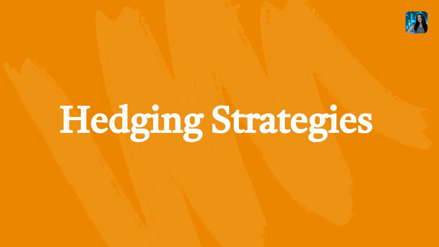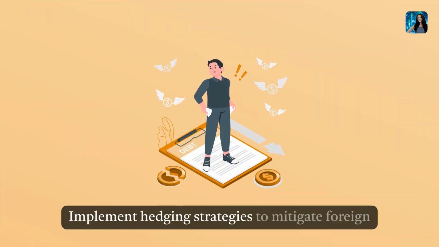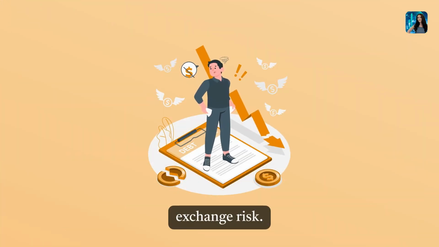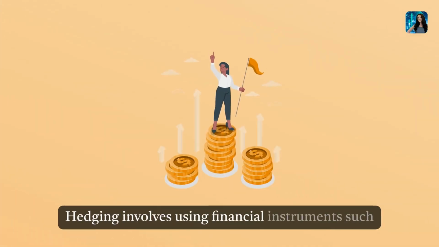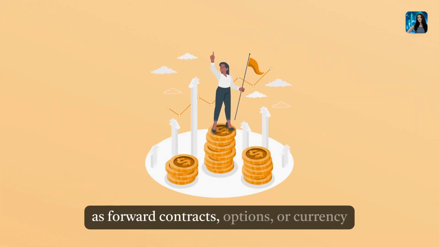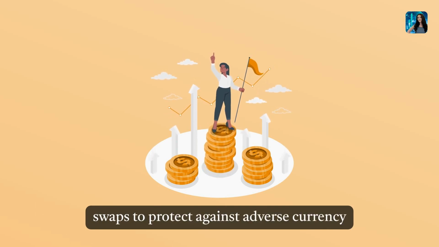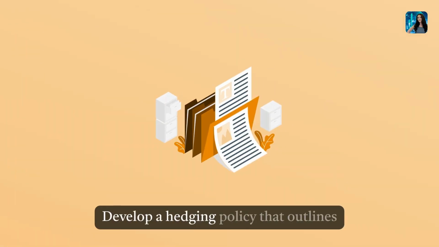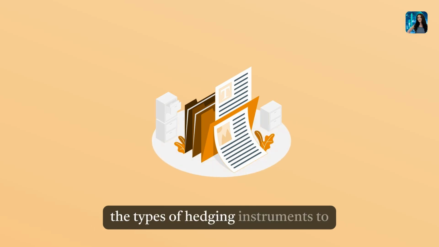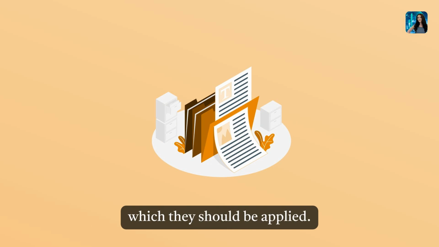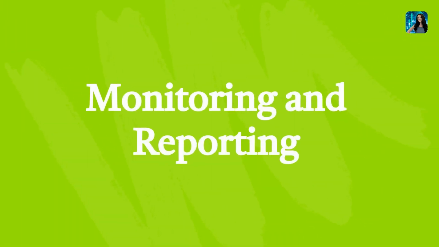Hedging strategies. Implement hedging strategies to mitigate foreign exchange risk. Hedging involves using financial instruments such as forward contracts, options, or currency swaps to protect against adverse currency movements. Develop a hedging policy that outlines the types of hedging instruments to be used and the conditions under which they should be applied.